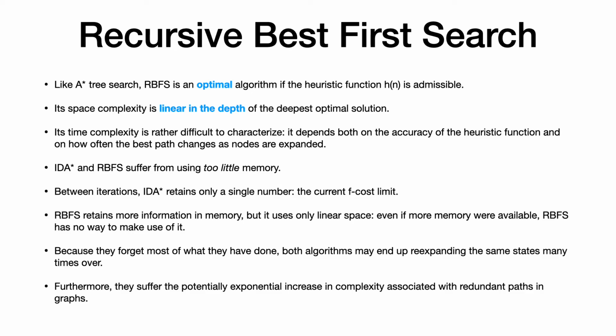So RBFS retains more information in memory, but it uses only linear space even if more memory is available. And they suffer a potentially exponential increase in complexity associated with redundant paths. If there are redundant paths in the graph, then the complexity increases. So these are some of the advantages and disadvantages of recursive best first search. It maintains the optimality and completeness which are there in the A star algorithm. Space requirement is less, but in terms of memory usage when more is available, it is not so good.